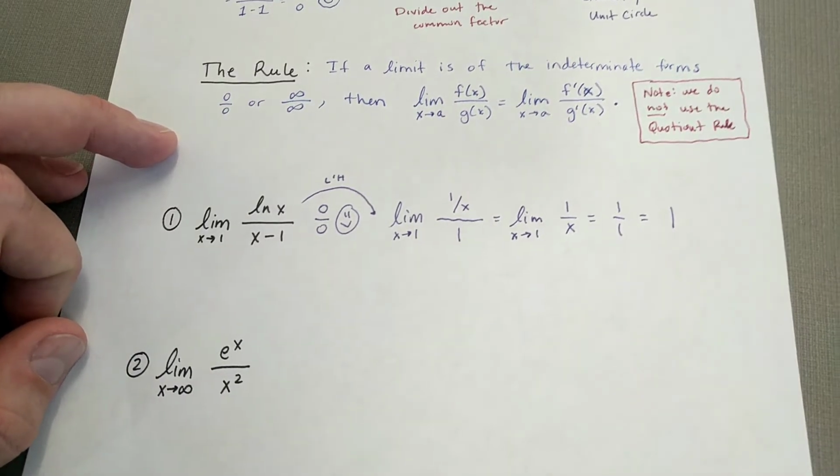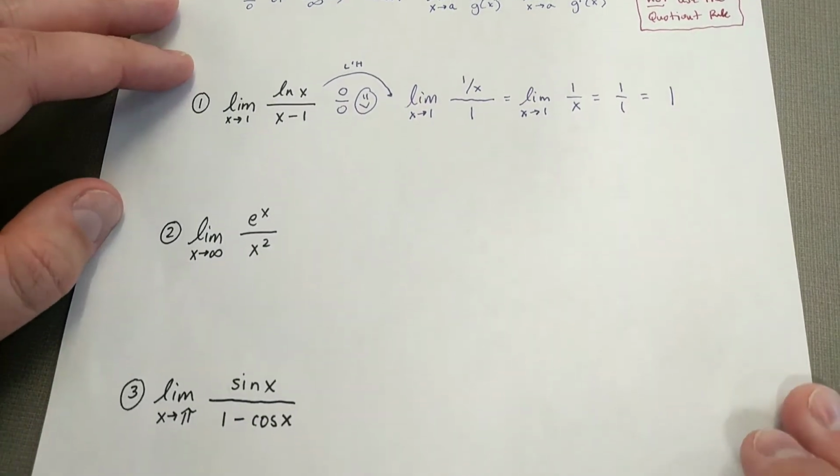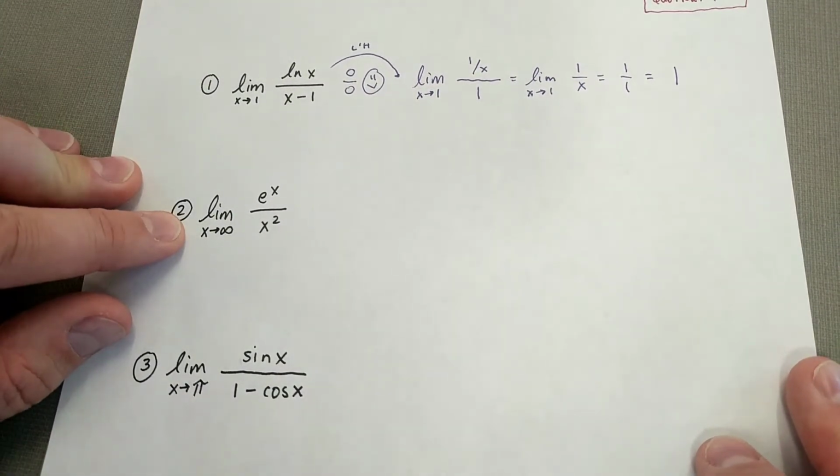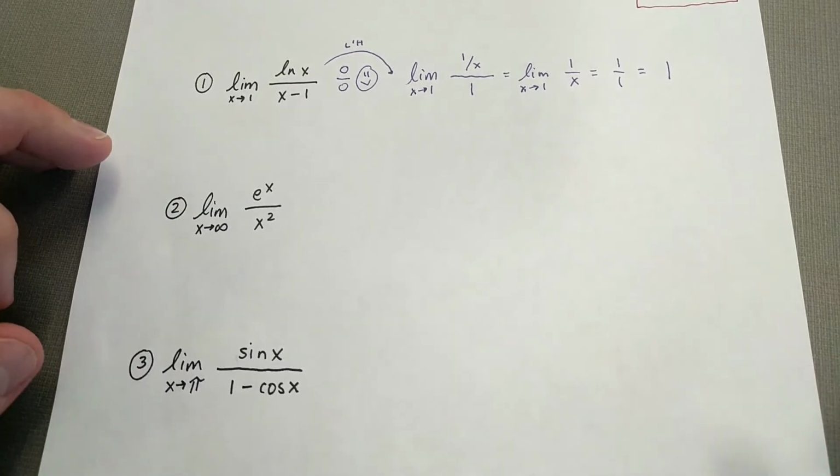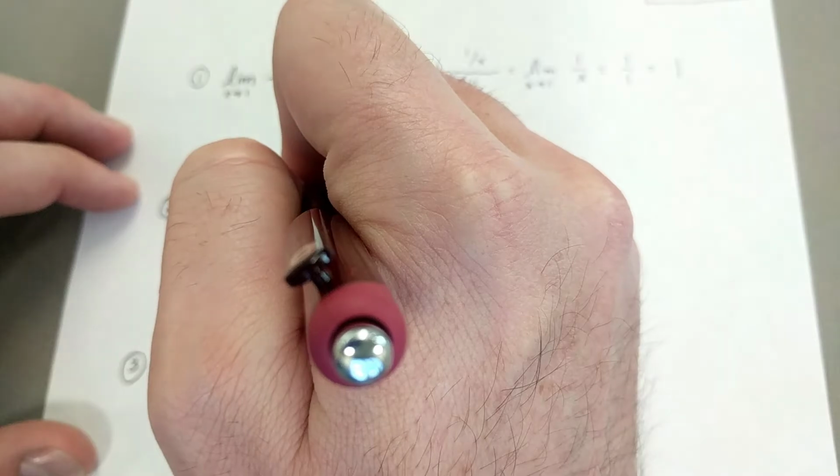All right, let's take a look at the next one. So we have now the limit as x approaches infinity of e to the x over x squared. And so this, when you think about substituting it in, is infinity over infinity.